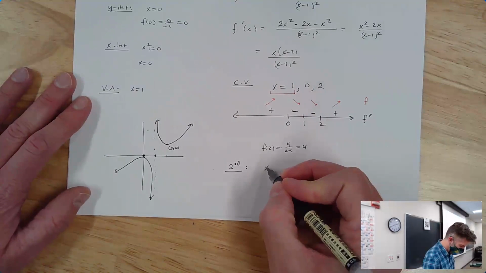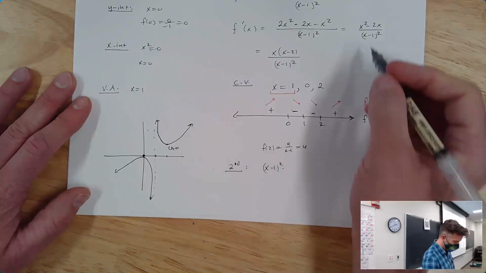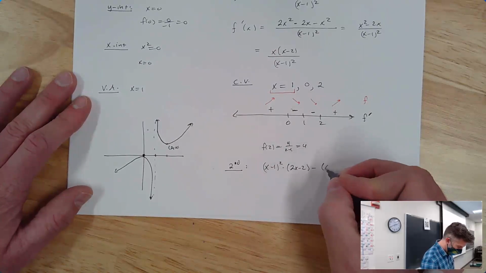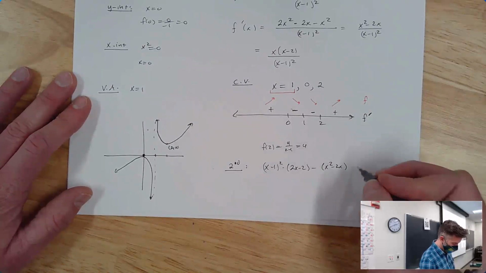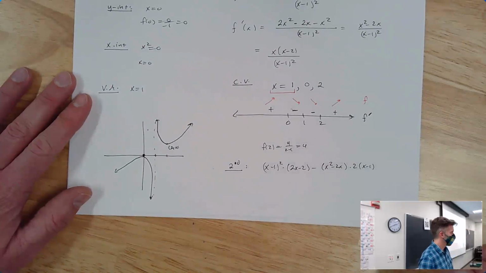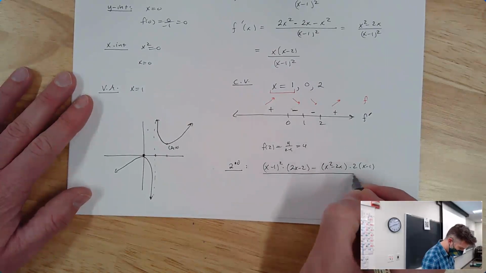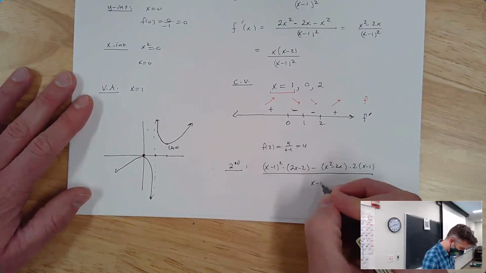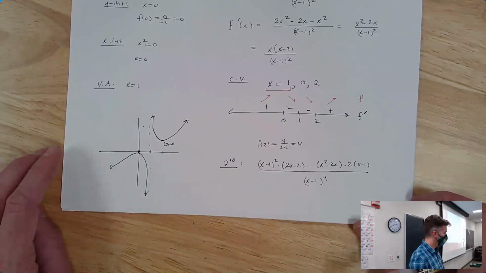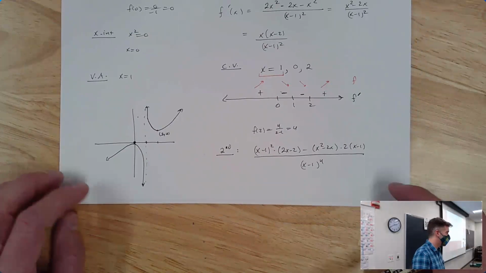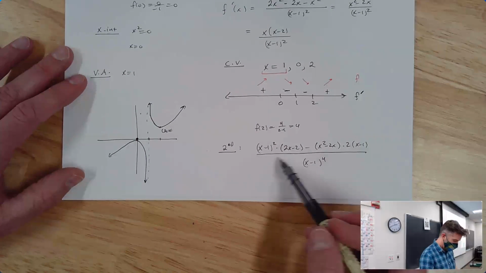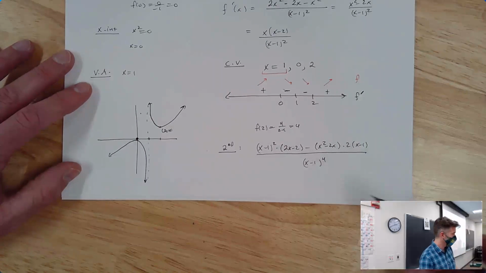It's going to be the bottom times the derivative of the top, which is 2x minus 2, minus the top times the derivative of the bottom, which is 2 times x minus 1 to the first times 1, divided by x minus 1 to the fourth. Which looks pretty gross. We do need to simplify it so we can see what's happening. And I'm going to point out that I can factor out an x minus 1. Yeah, question.